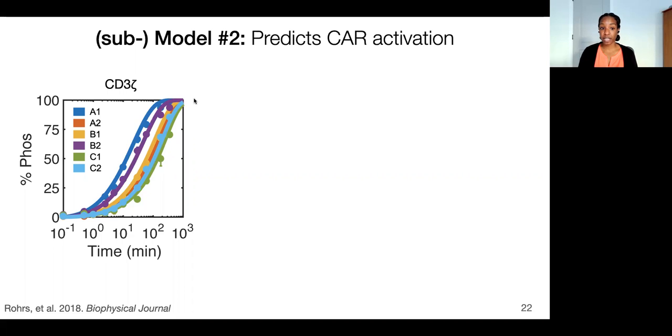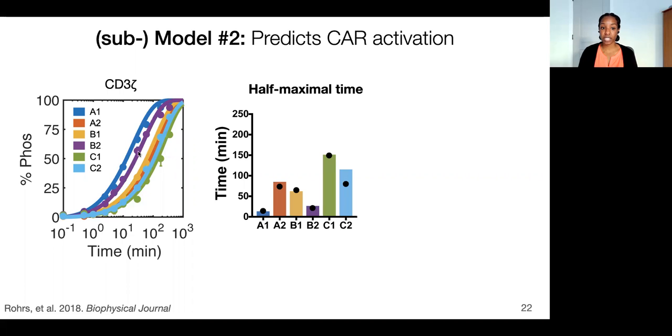Just a few checks that we did is to say, well, just using the experimental data, what would the half maximal time be? So how long would it take for each of those 6 sites to reach 50% phosphorylation?